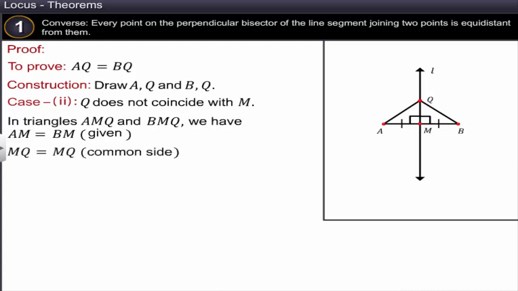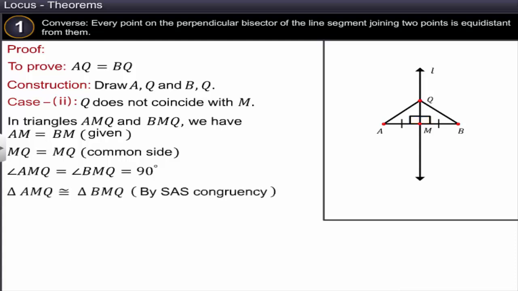It is given that L is the perpendicular bisector of AB. It implies that angle AMQ is equal to angle BMQ is equal to 90 degrees. Therefore, by SAS congruency, triangle AMQ is congruent to triangle BMQ. It implies that AQ is equal to BQ. This proves the converse of the theorem.